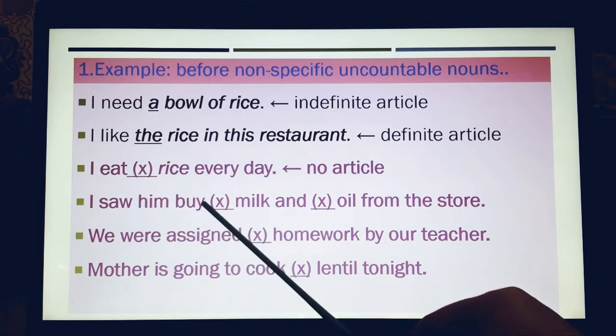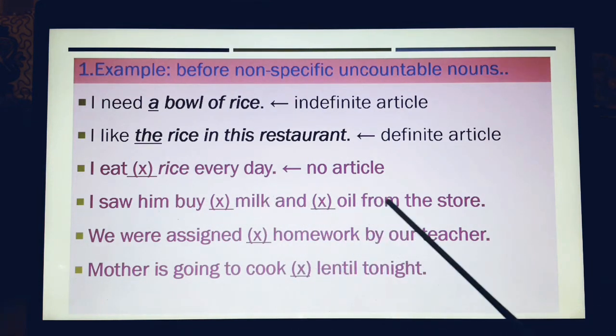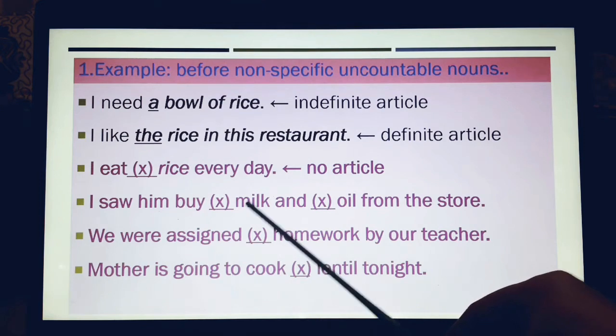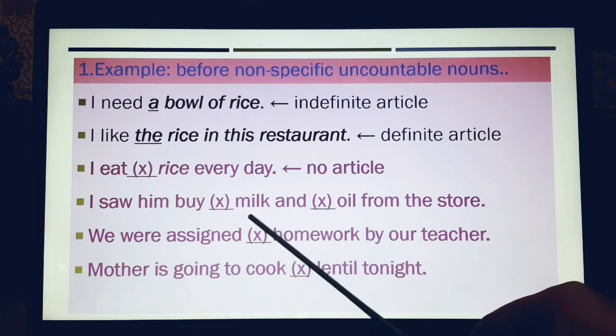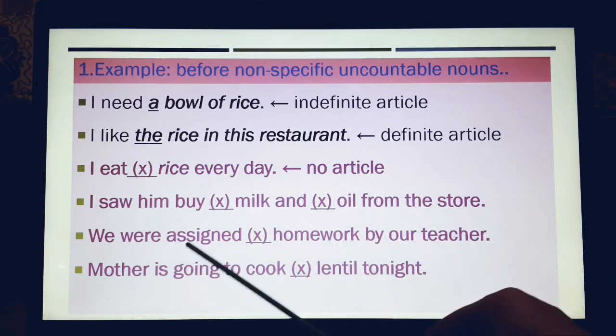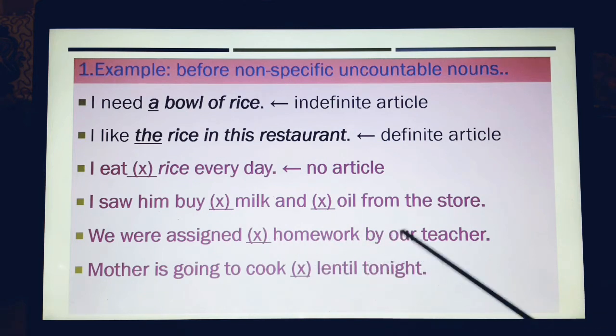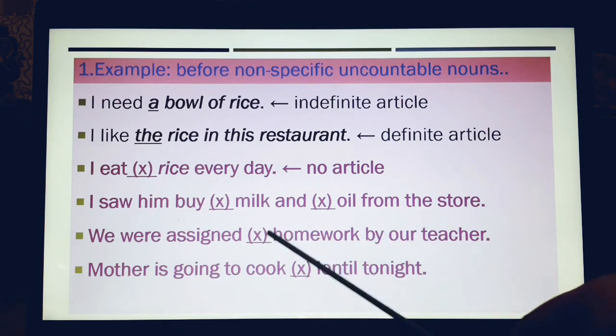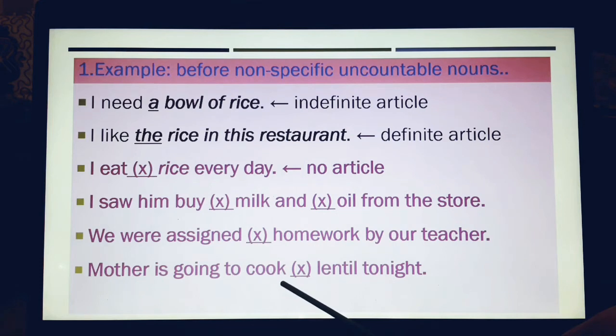I saw him buy milk and well from the store. Here milk and well are uncountable. You cannot say one milk, two milk, or one well, two well. So these are uncountable nouns. We were assigned homework by our teacher. So here also we see the use of uncountable noun. Mother is going to cook lentil tonight. Lentil is also an uncountable noun.